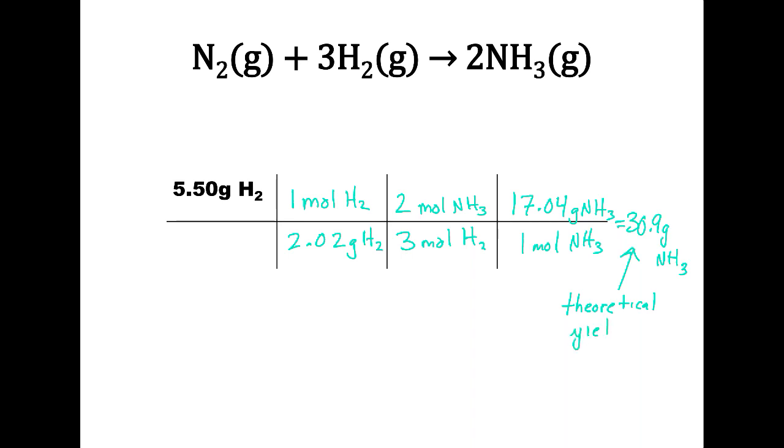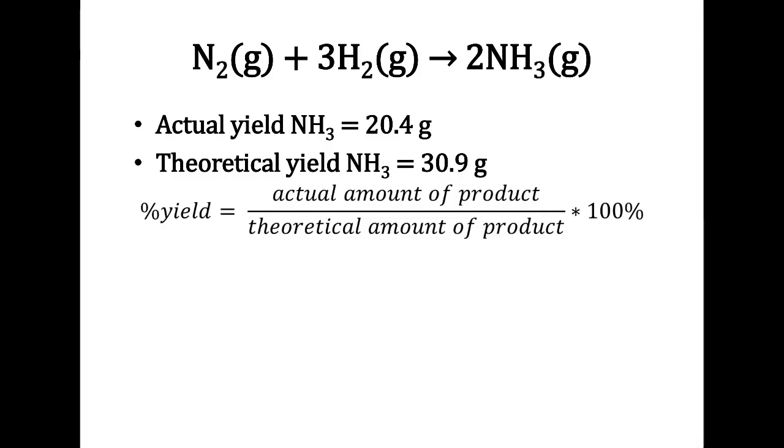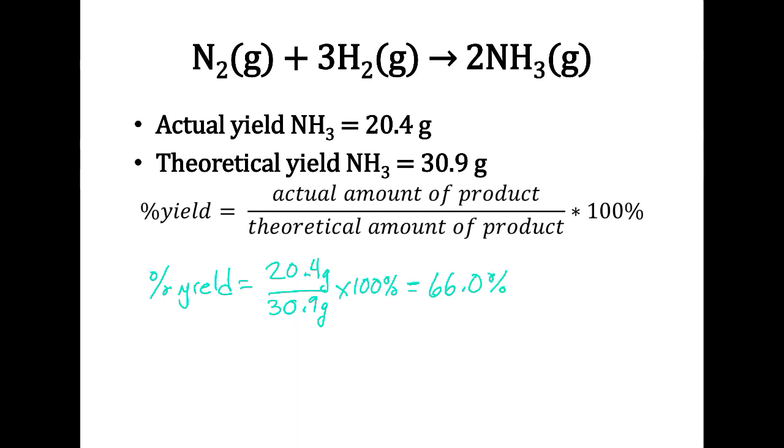So if we want to calculate the percent yield, what we're going to do, just like in the previous example, is take our actual yield, which was given to us, 20.4 grams, divided by our theoretical yield. So percent yield is equal to 20.4 grams divided by 30.9 grams. Multiply that by 100, and we will get that the percent yield is 66.0%. So this is how you will go through and find the percent yield.